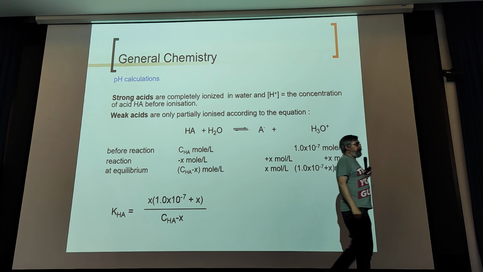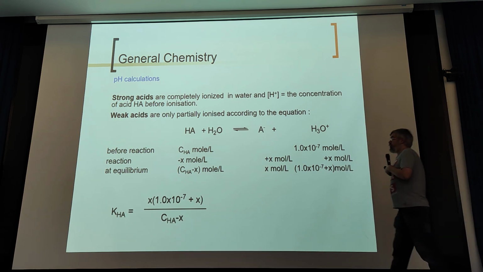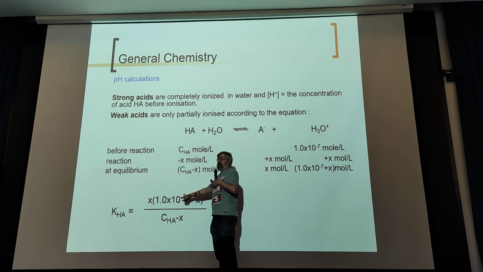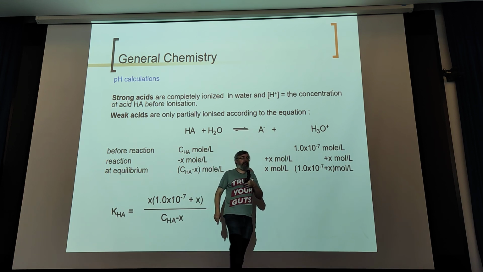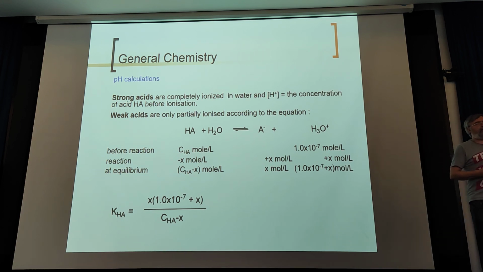Okay, so we put that all into our equation. So that means now we have X multiplied by this small amount of H3O+ that was already there, plus the amount X. And then here we have the concentration HA minus X. In principle, we should now, if we have all of these data, be able to calculate X out of it, but of course, to avoid any kind of quadratic equation, it's good to be able to simplify.